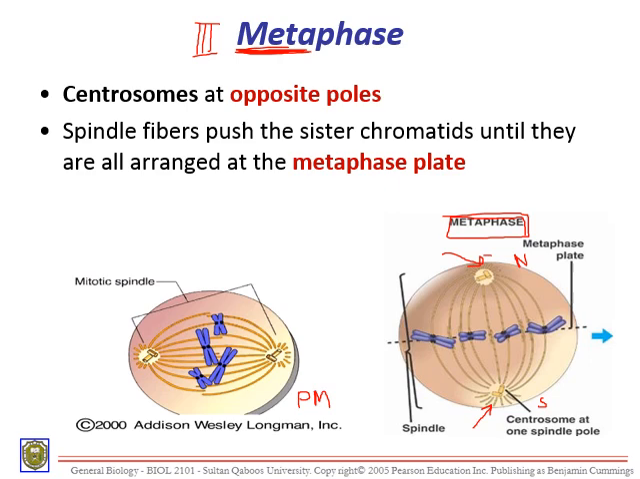Also, the spindle fibers push the sister chromatids until they are all arranged in the metaphase plate. This is the metaphase plate over here. Okay, what is the metaphase plate? It's a region or a plane that is approximately equidistant from the two poles of a dividing cell. So the distance from the end of the cell to the metaphase plate is equal to the distance from the opposite pole of the cell to the metaphase plate. That's the meaning of equidistant.